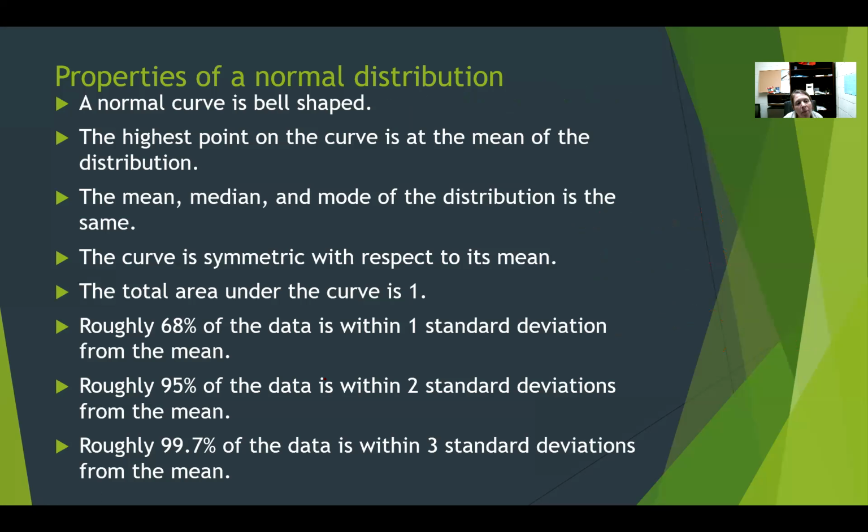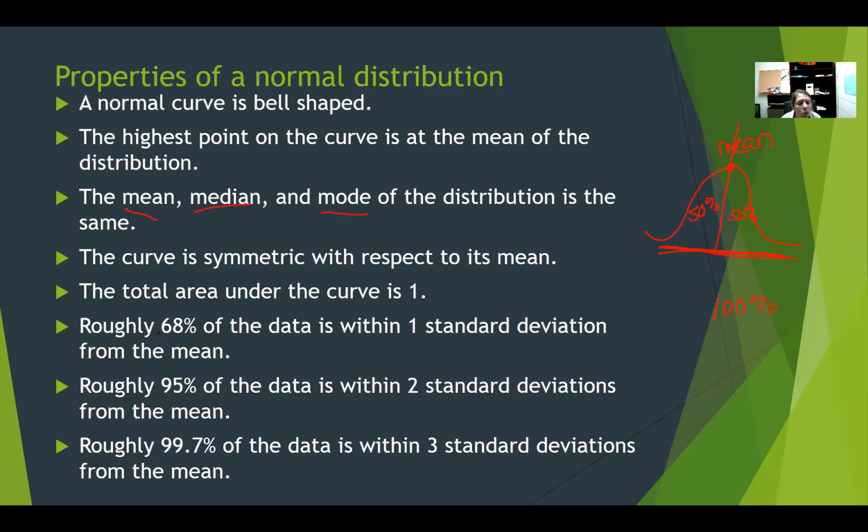All right, before we do the example, let's go over the properties of a normal distribution. As we just went over, a normal curve is bell-shaped. Your highest point on the curve is at the mean of the distribution. So here's our normal shaped curve, right? The highest point, this is your mean. The mean, median, and mode of the distribution are all going to be the same for a normal distribution. The curve is symmetric, so that means that on this side is the same as this side. That's where that 50% comes from. Okay, and then the total area under the curve is 1. And if we're thinking about that as a percentage, that means 100%.